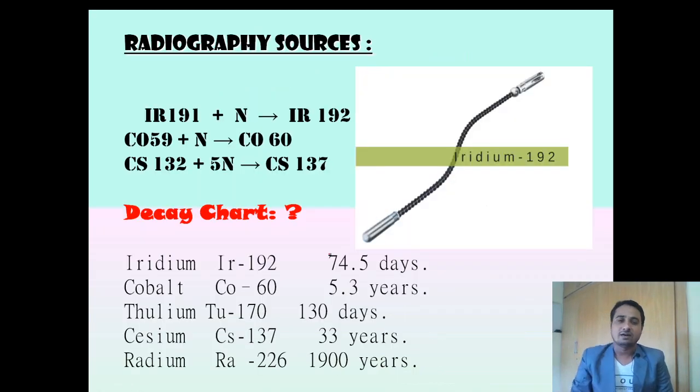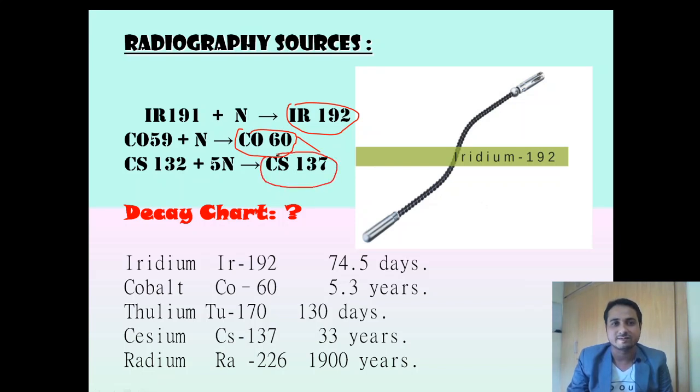Now we will see what the radiography sources are. Basically in industry, you will see three types of sources. First is Iridium 192, then Cobalt 60, then Selenium 137.